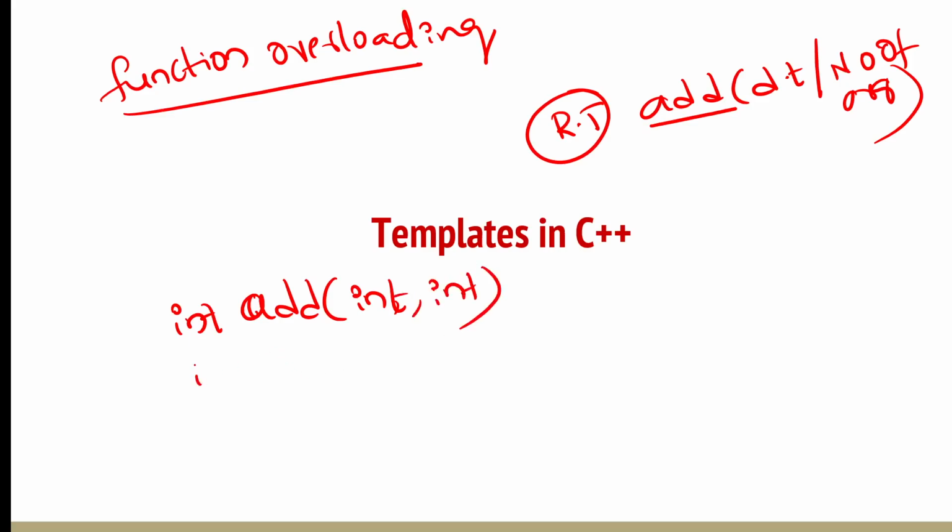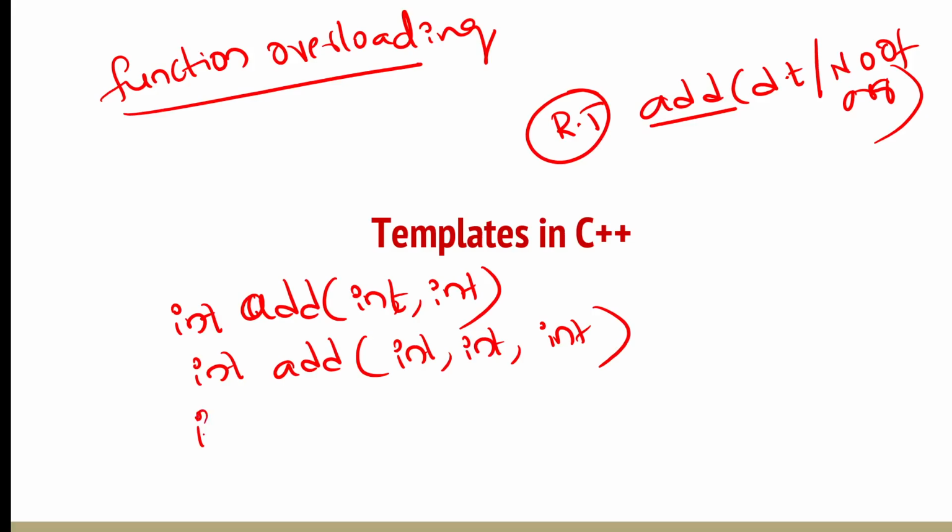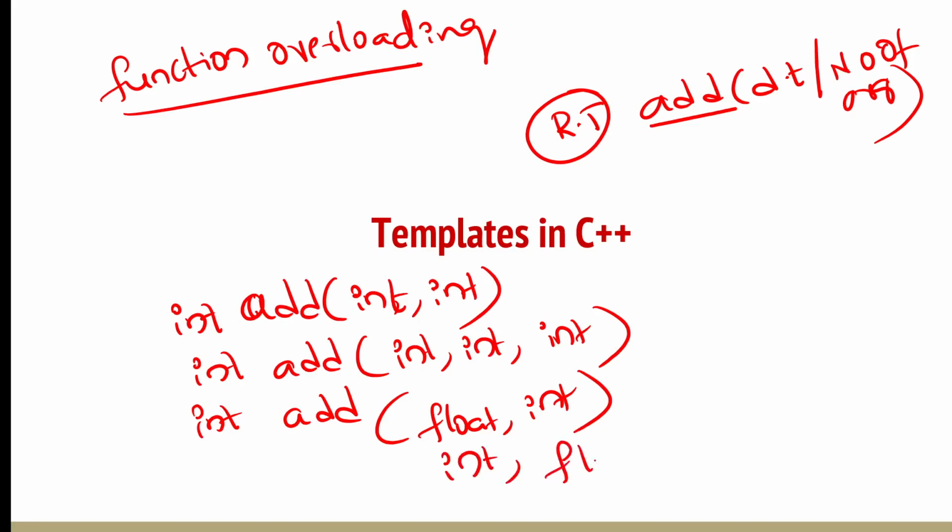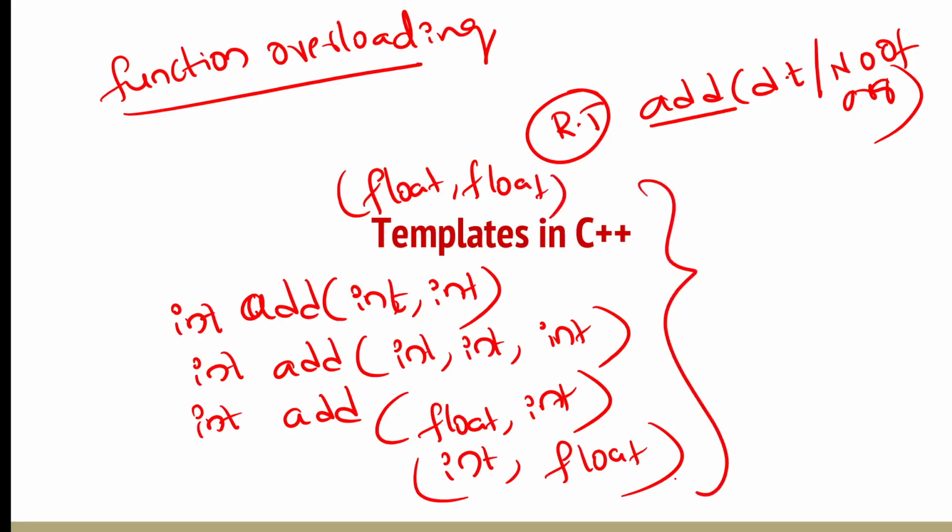Or you can have a function int add int and int. This can also be function overloading. Or you can have float, or maybe still int. Let us have it int only. Int add one float and another int, or another int, this one as float, or both can be float. You use all these with the same function name add.